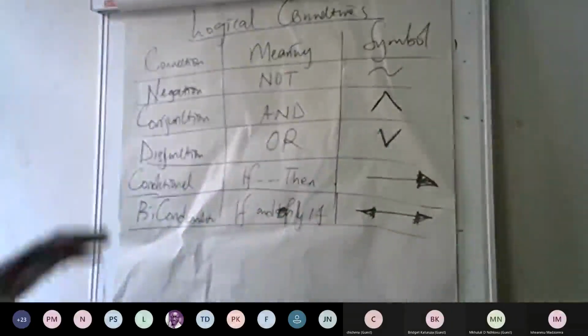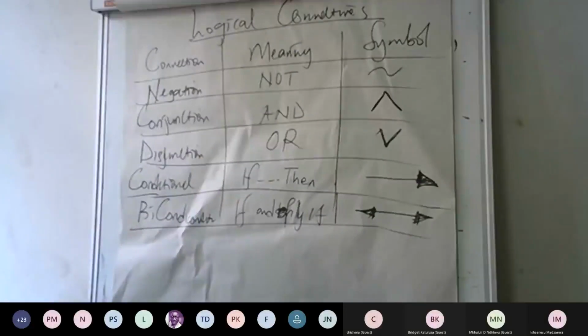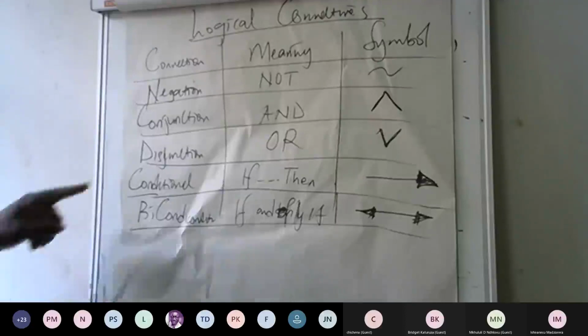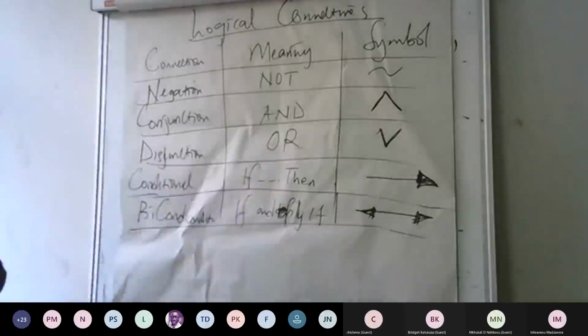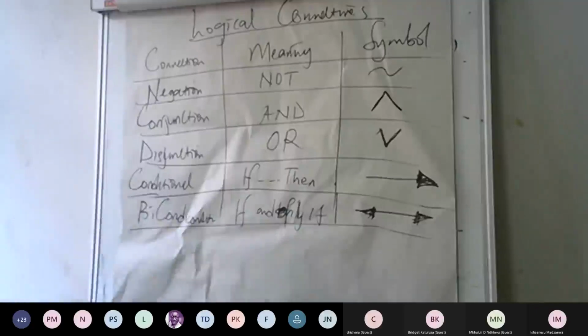Right. But this is the background information that you need to have. You need to know the negation, which is the not. You need to know the conjunction, which is the and. You need to know the disjunction, which is the or. You need to know the conditional, which is the if then. Then you need to know the biconditional, which is the if and only if.